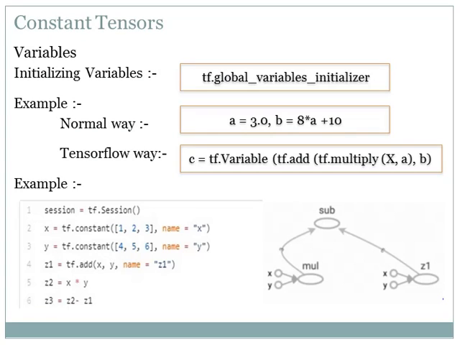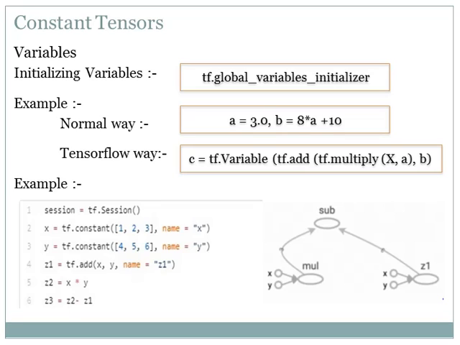Let's see the constant tensors. So in constant tensors we see variables. The tf.Variable class is used for creating a variable in TensorFlow, and we can call it with the tf.get_variable function. First we have to initialize the variables. To initialize the variables we call tf.global_variables_initializer. We can initialize all the variables. So let's see a simple example of a variable and math expression. In the normal way we can assign like this, but in the TensorFlow way we can assign the values like this.